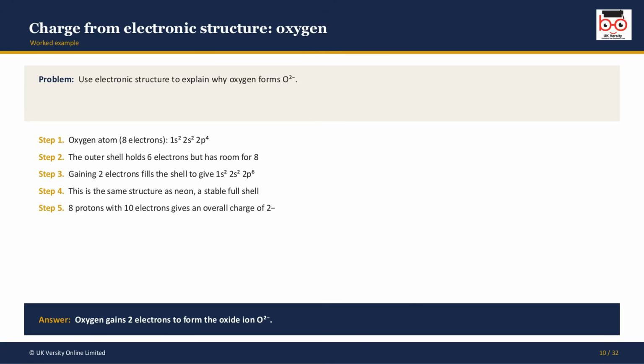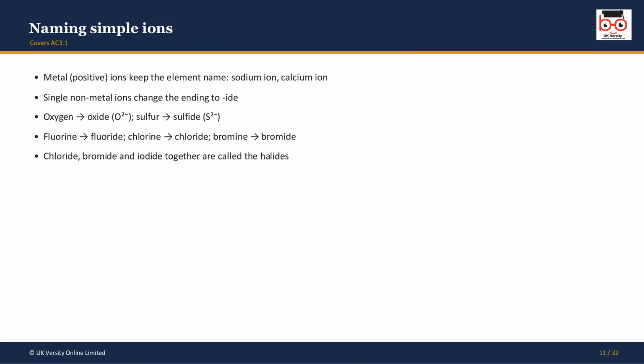Now oxygen, which forms a 2- ion. An oxygen atom has 8 electrons, arranged 1s2, 2s2, 2p4. Its outer shell holds 6 electrons but has room for 8, so gaining 2 fills it to 1s2, 2s2, 2p6, again the same as neon. With 8 protons and now 10 electrons, the overall charge is 2-, so oxygen gains 2 electrons to form the oxide ion, O2-. Let's get the naming straight.